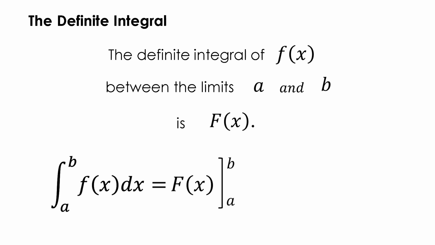If we evaluate the limit, we take the function of the upper limit b minus the function of the lower limit a. This change in the value of the integral between two values of the variable is required in many important problems. It is called the definite integral because its value is independent of the constant of integration.